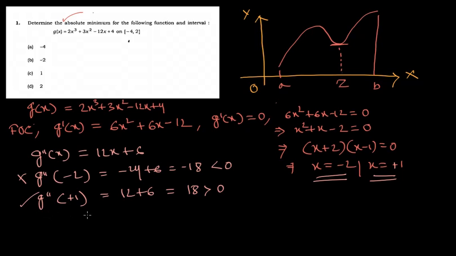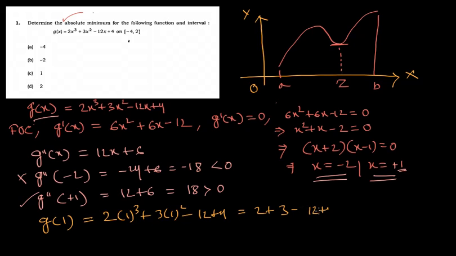Now what is the minimum value at point 1? To get it, we have to put 1 in our given function. We have to find g of 1. Now g of 1 is equal to 2 into 1 cube plus 3 into 1 square minus 12 plus 4, which is equal to 2 plus 3 minus 12 plus 4, which is equal to 4, 3, 7, 9 minus 12, which is equal to minus 3. Now, by just doing this part of the problem, one can say that at the point 1 there is a minimum point, so our correct option is option C.